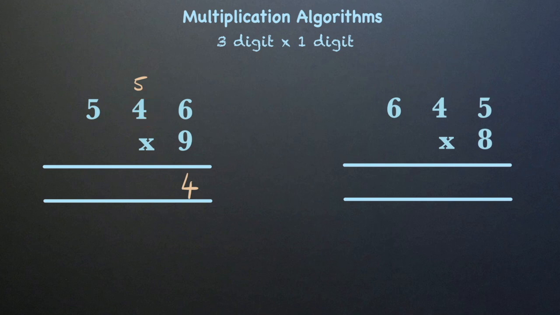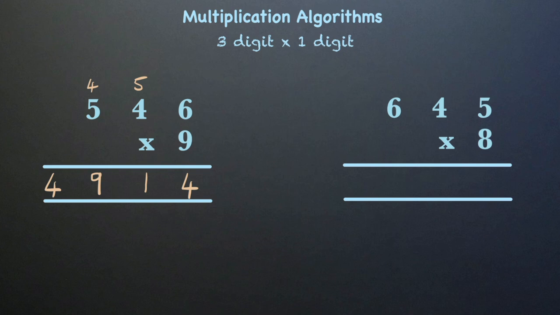9 multiplied by 4 is 36. And I'm going to add these 5 to it. 36 plus 5 is 41. I'm going to record the 4 with the hundreds and the 1 with the tens. Next step is 9 multiplied by 5. 9 multiplied by 5 is 45, plus 4 more is 49. I write 49 down the bottom. The 4 goes actually into the thousands place, and the 9 goes in the hundreds place.